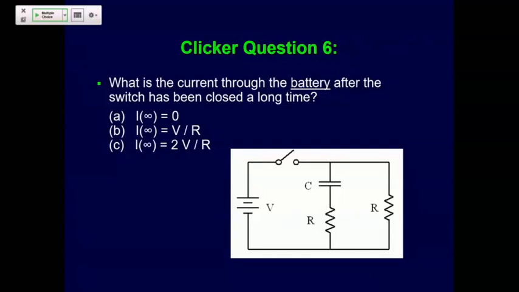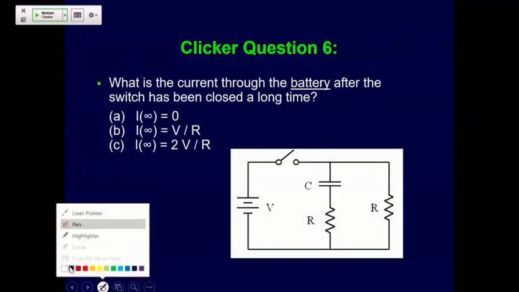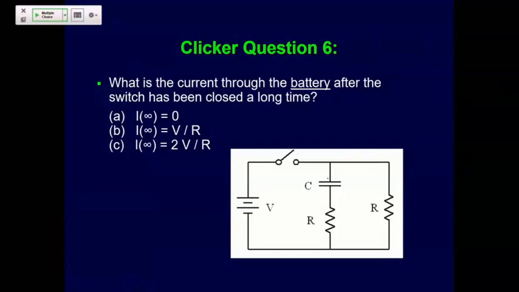Okay, so the key here is we're not asking about the current through any of the resistors in particular. We're asking for the current that's going through the battery. What happens here is the capacitor now acts like a break in the circuit, like there are two ends that just aren't connected. So this whole part of the circuit is now ignored, but you still have the other part, and you've got to think about what's going on with that other part.